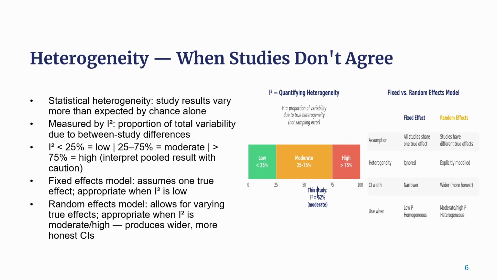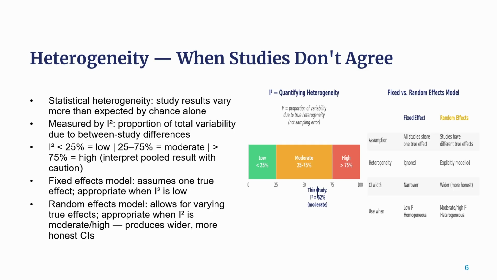Heterogeneity is the central challenge of every meta-analysis, and understanding it separates sophisticated readers from superficial ones. I-squared tells you what proportion of the variation across studies is due to real differences between them, not just sampling error. Low I-squared means the studies are measuring essentially the same thing. High I-squared means they're measuring subtly different things, maybe different doses, different populations, different outcome definitions.